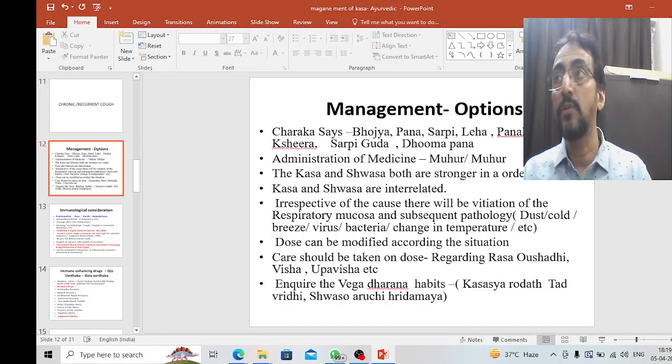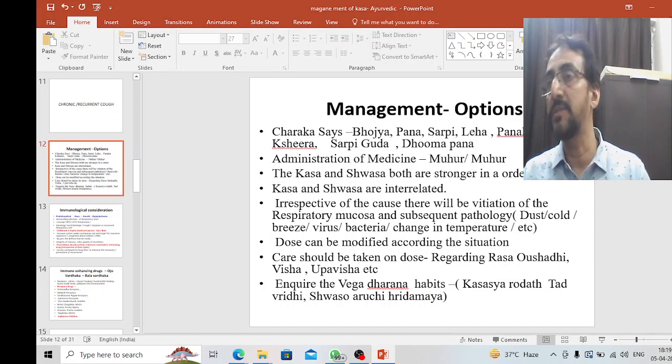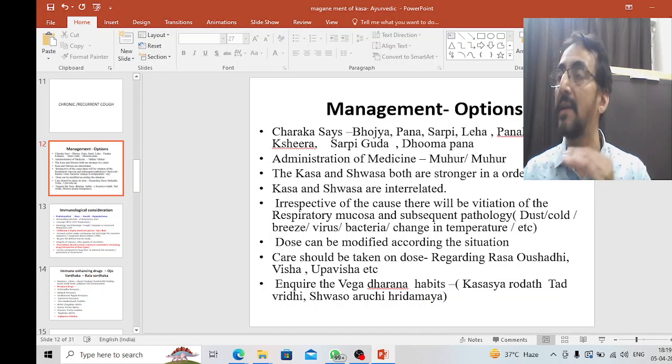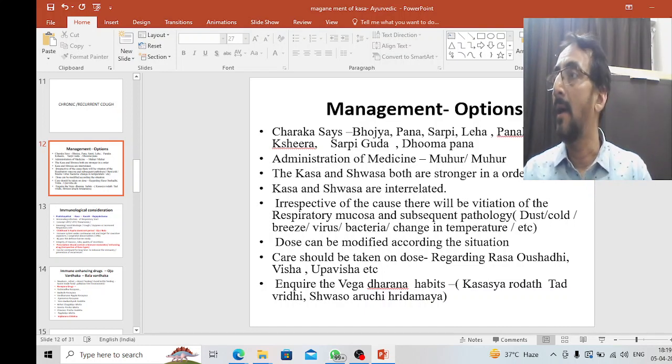Now, we should be a little careful when we are giving the Rasa Aushadhis or some of the Visha drugs or Upavisha drugs in case of children, especially while treating the Kasa. Actually, we are not treating the Kasa. We try to reduce the discomfort caused by the Kasa, because Kasa should not be treated, because Kasa is also a Vega. Why is Kasa happening? It is because of the body's protective reflex. It is one type of reflex. So it should not be over treated. If the discomfort is there, it has to be treated to some extent.